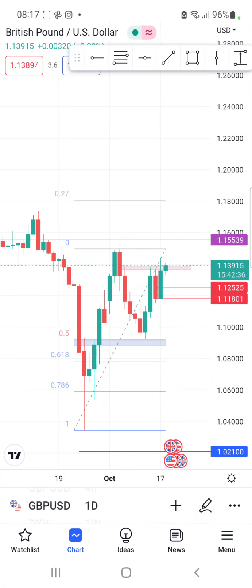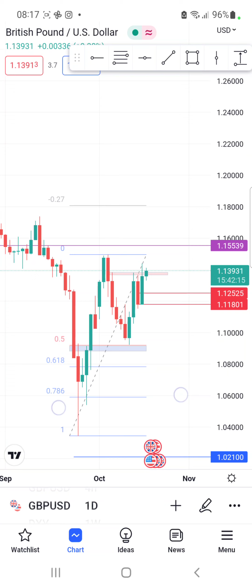Let's do a quick follow-up on GBPUSD and see what's our next move. And also teach you the trading style that I use on GBPUSD for my intraday trading.